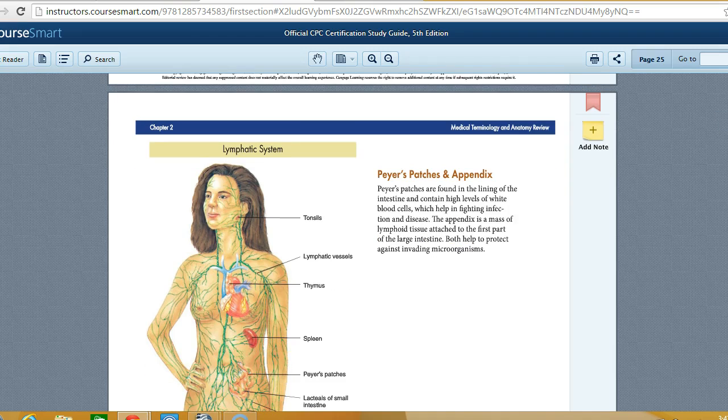Also in the lymphatic system, you do have this chart or this diagram in the front of your CPT book as well. Also know what the Peyer's patches do and the appendix. The Peyer's patches are found in the lining of the intestines and contain high levels of white blood cells, which help fight infection and disease. And the appendix is a mass of lymphoid tissue attached to the first part of the large intestines. So that might be a question. The appendix is attached to the first part of the large intestines, and both of these organs help fight against invading microorganisms in your body.